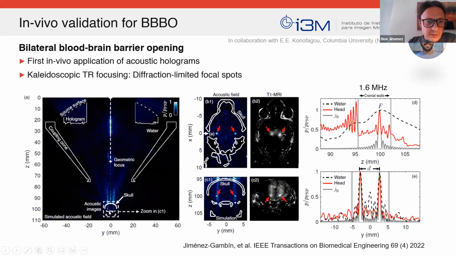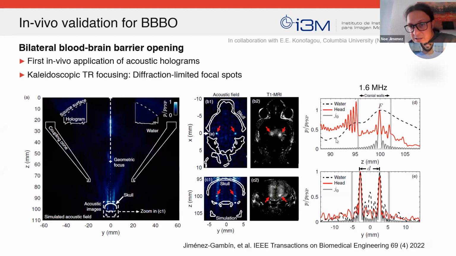This is what we get in the simulation. You see, what we get is that not only in the transverse field, but also in the axial plane, we have these bright focal spots. What is happening here is that the hologram is not only encoding the single shot, the single focusing wavefront, but also encoding all the reverberation inside of the skull. And this is very interesting because this reverberation increases the angular spectrum of the wavefront, and what you have is very sharp focal spots, not only in the transverse plane, but also in the axial plane.